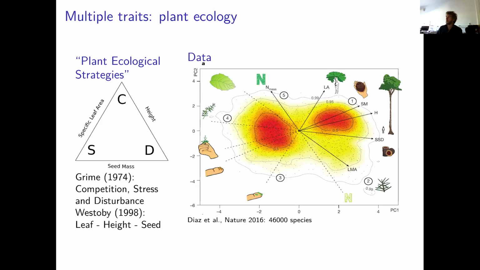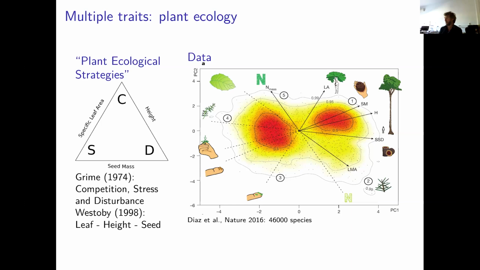So this has been a very successful approach, and now this is a paper from a few years ago, not from us. These traits, so leaf, height, seed traits, have been collected for a large number of species. So this paper was published a few years ago.